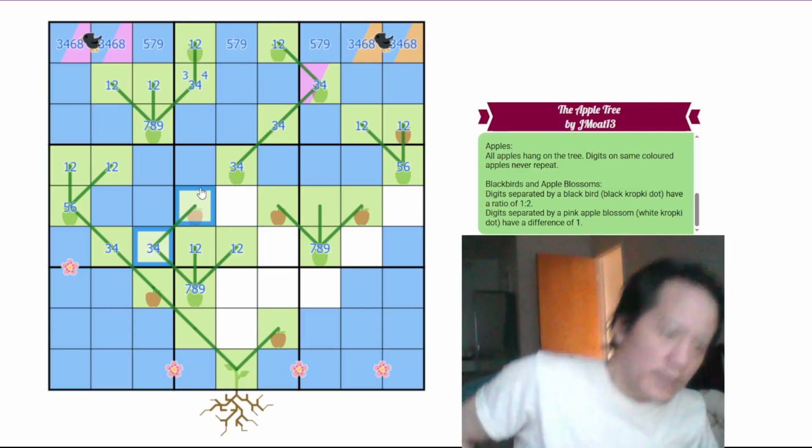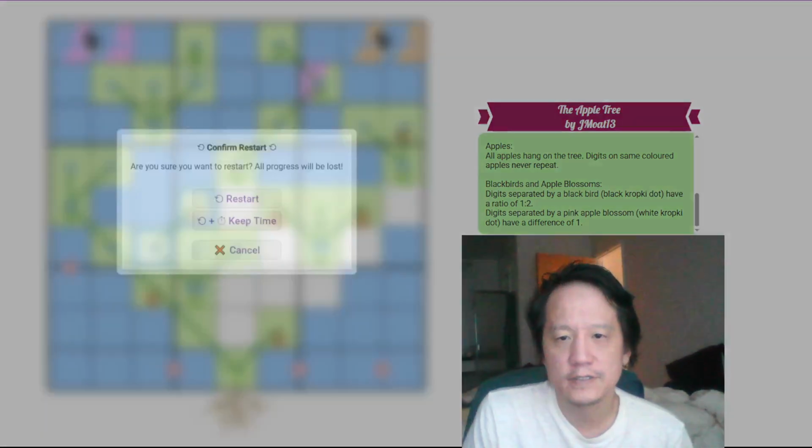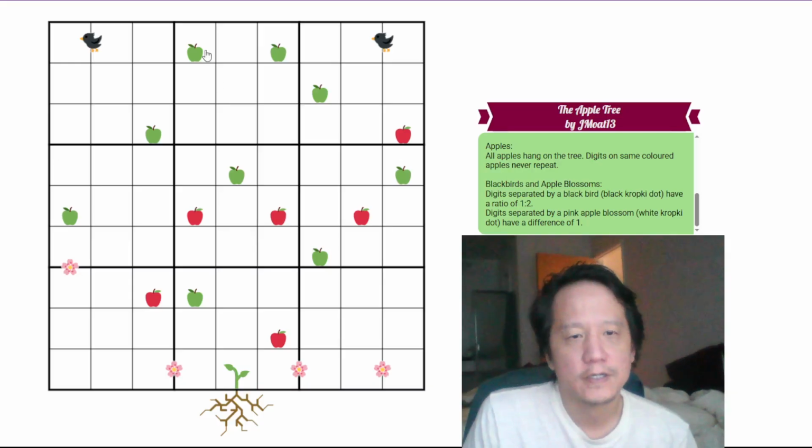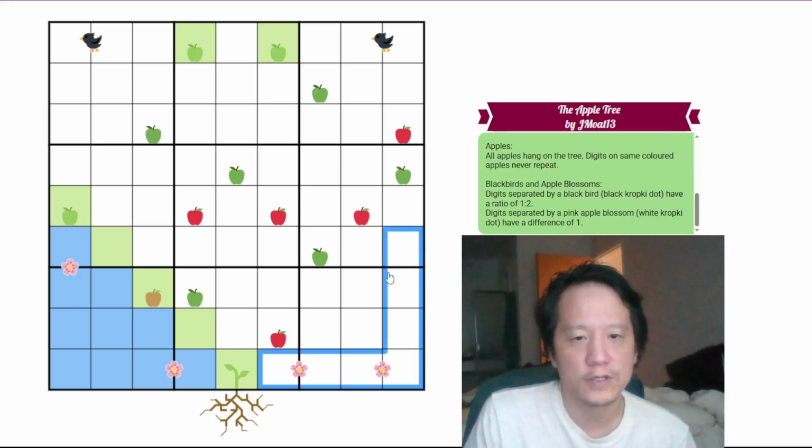Okay, let's reset again because... Okay. These cannot expand up. They are on the tree. This is tree. This has to be all tree here. Otherwise, there's no other way to get there. These are all blue. These can't be tree.